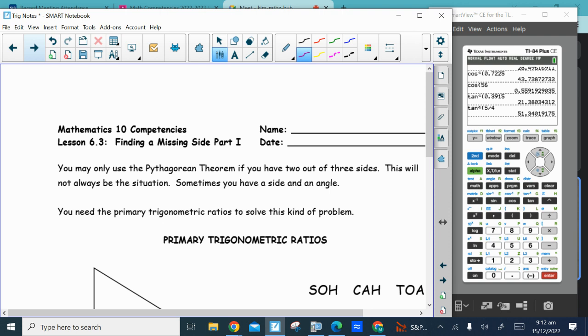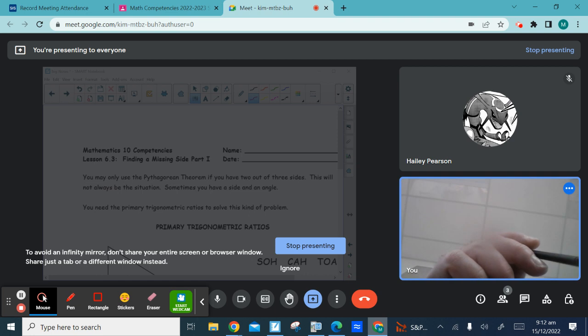Okay, so we'll stop there. Tomorrow we'll actually start working with these trig ratios to find the missing angles. So I'll hand out the assignment and I will post the solutions on Google Classroom. Again, it's important that you do the practice.